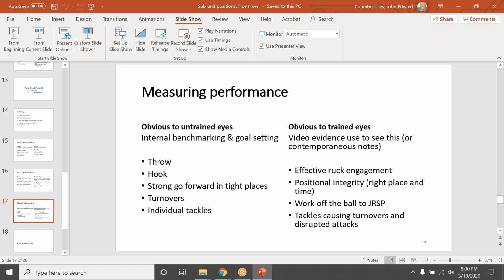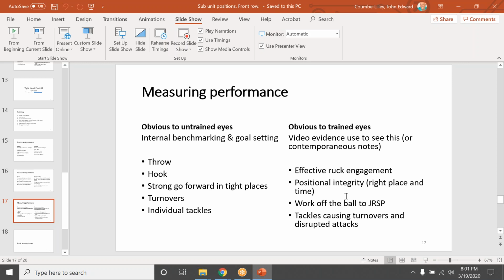So measuring performance, again, the things that you look for from your tight head is work off the ball. You saw the collisions; they're big time. The players that are in this position, these are tough people mentally. They can handle themselves in terms of calming down, regulating their emotional intensity, because they know that they're always going to be in a battle.